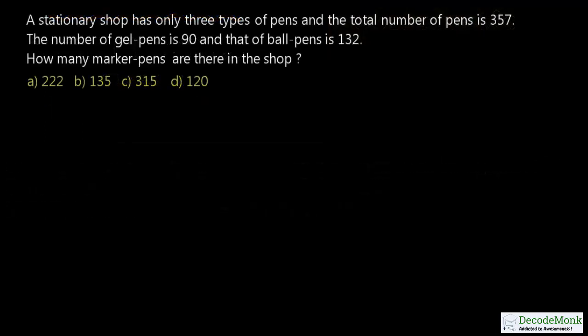The question says a stationery shop has only 3 types of pens and the total number of pens is 357. The number of gel pens is 90 and that of ball pens is 132. How many marker pens are there in the shop?